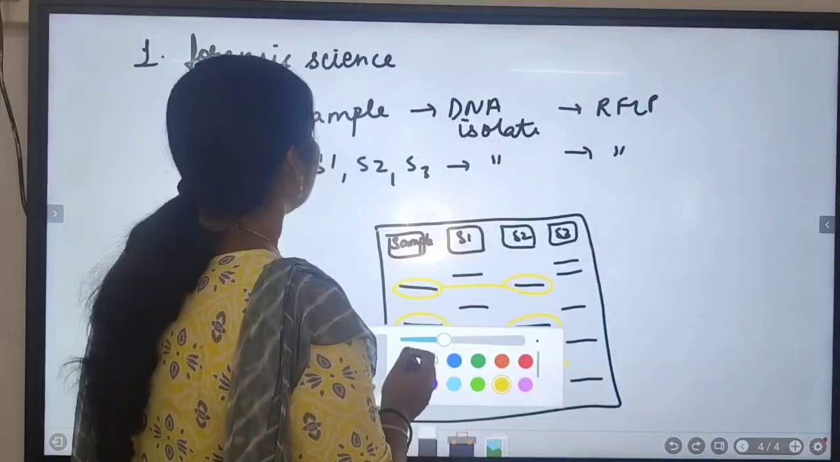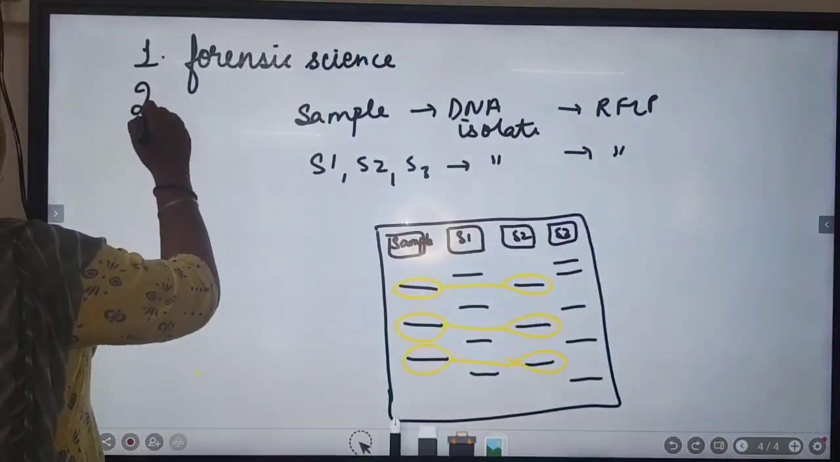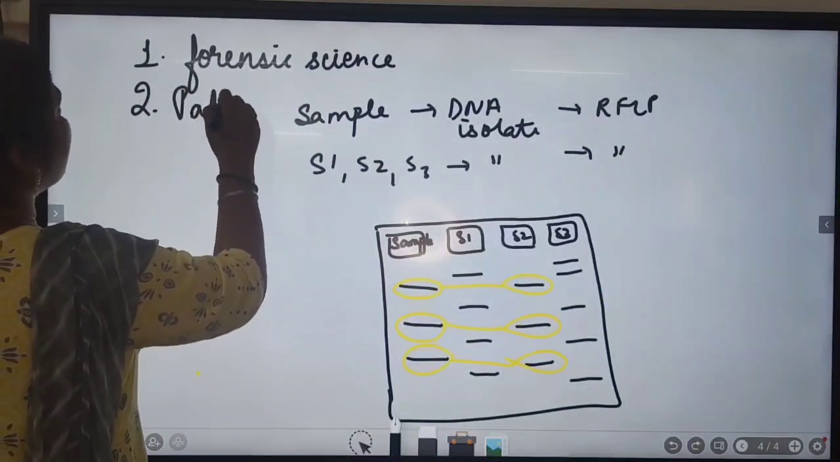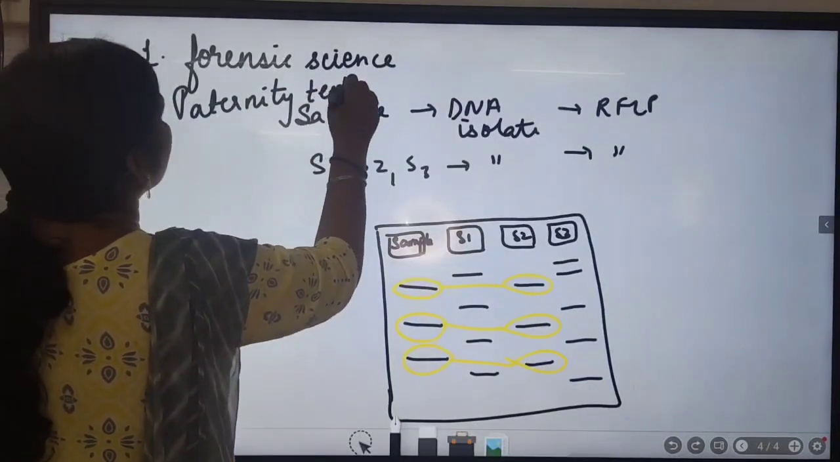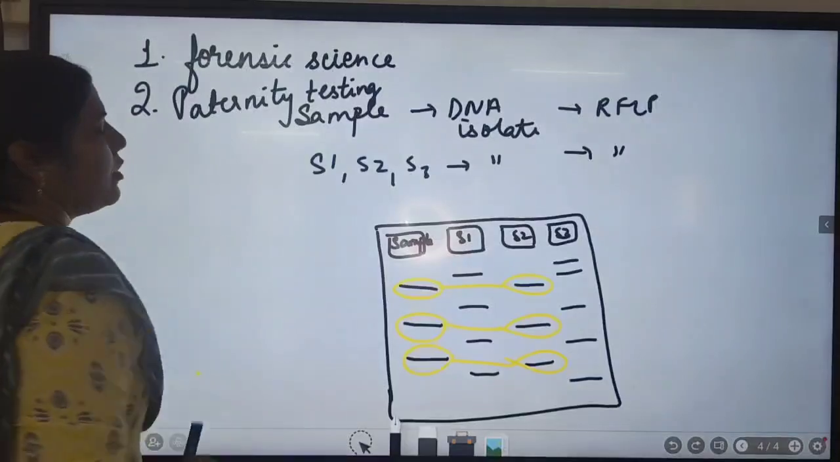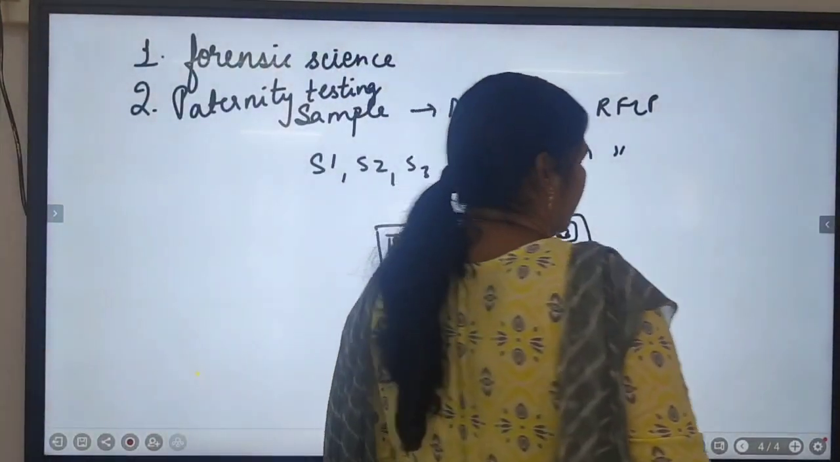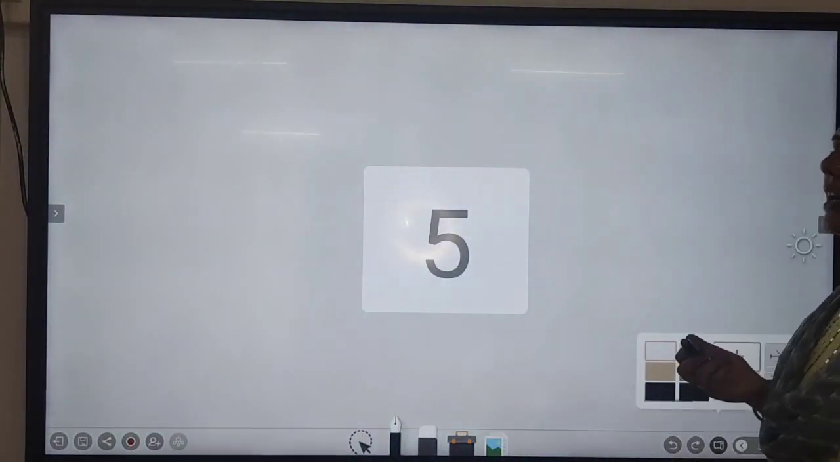इसी तरीके से अगर पैटर्निटी इशू है, if there is any paternity issue, तो पैटर्निटी टेस्टिंग में भी हम RFLP को यूज़ कर सकते हैं। In the paternity testing we can also use this RFLP.